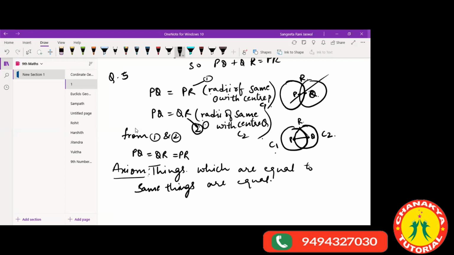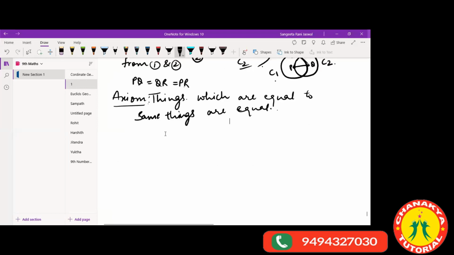And similarly, if you see the circle 2, you can see that P to Q and Q to R are also the radii of the same circle C2. Are they? Yes, ma'am. So from 1 and 2, PQ is equal to QR and PQ is also equal to PR. So we can say that all these are equal. So things which are equal to same things are equal. Right?